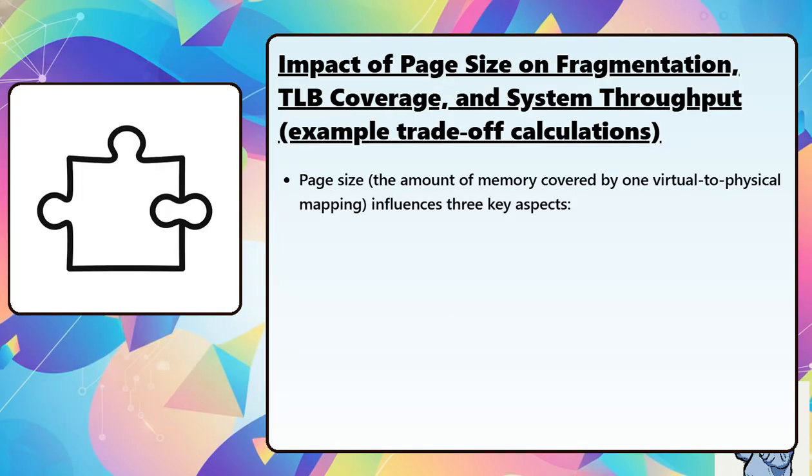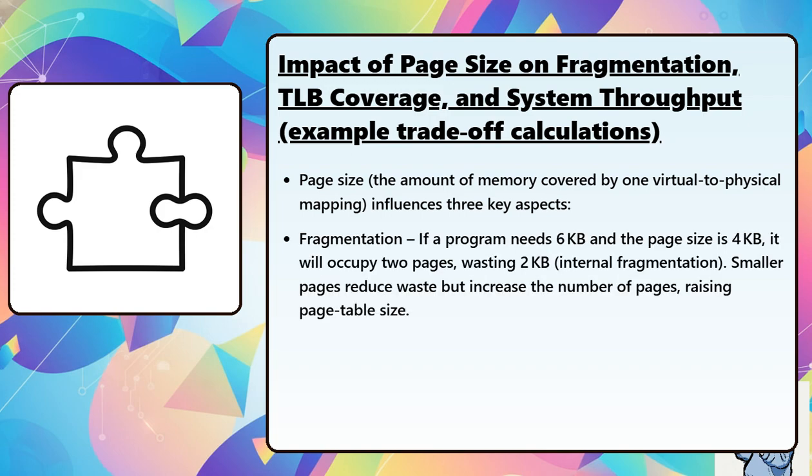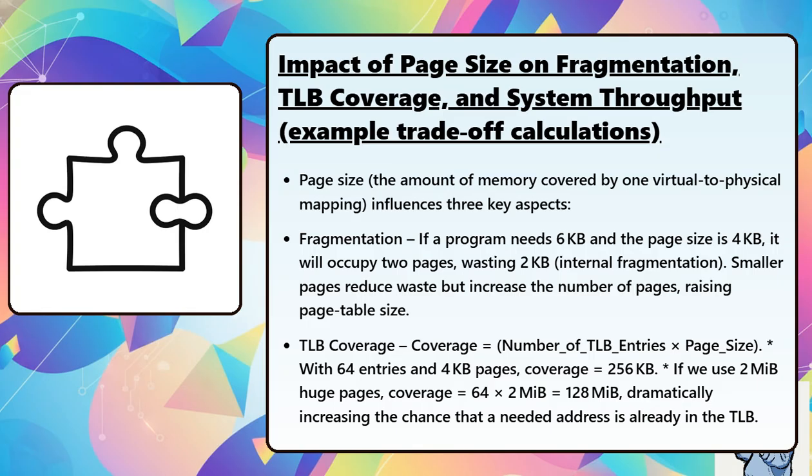Page size, the amount of memory covered by one virtual to physical mapping, influences three key aspects. Fragmentation: if a program needs 6 kilobytes and the page size is 4 kilobytes, it will occupy 2 pages, wasting 2 kilobytes. This is internal fragmentation. Smaller pages reduce waste but increase the number of pages, raising page table size. TLB coverage equals number of TLB entries times page size. With 64 entries and 4 kilobyte pages, coverage is 256 kilobytes. With 2 megabyte huge pages, coverage is 64 times 2 megabytes, which is 128 megabytes, dramatically increasing the chance that a needed address is already in the TLB.